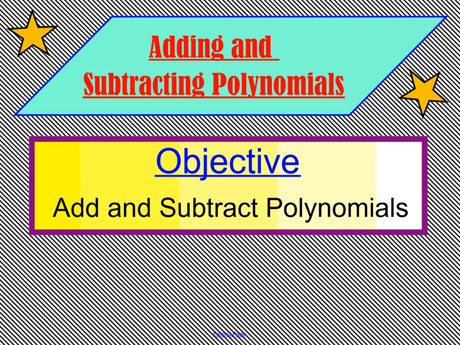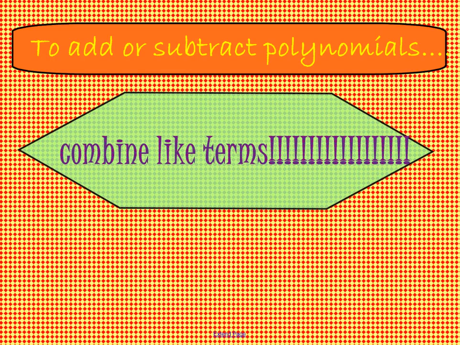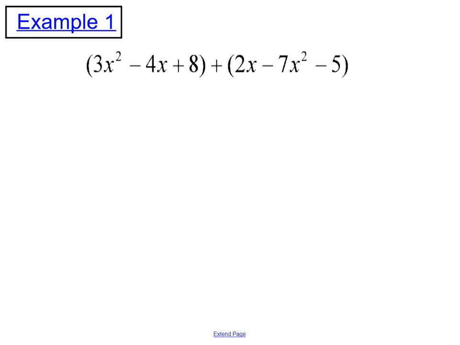Today we're going to talk about adding and subtracting polynomials. Our objective today is to add and subtract polynomials. In order to add or subtract polynomials, you need to combine like terms. Let's go ahead and look at our first example.